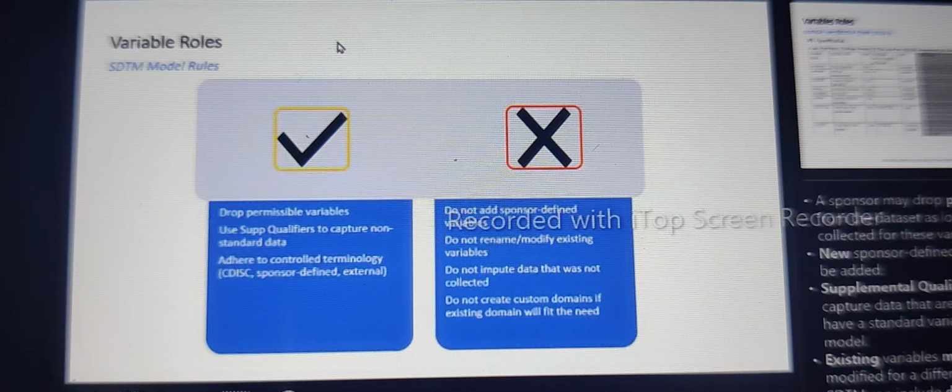Again, do not add sponsor specified variables defined in the particular trial. Do not rename or modify the existing variables in the SDTM standard variables. Do not impute what was not collected. These are SDTM, so we should not impute things.